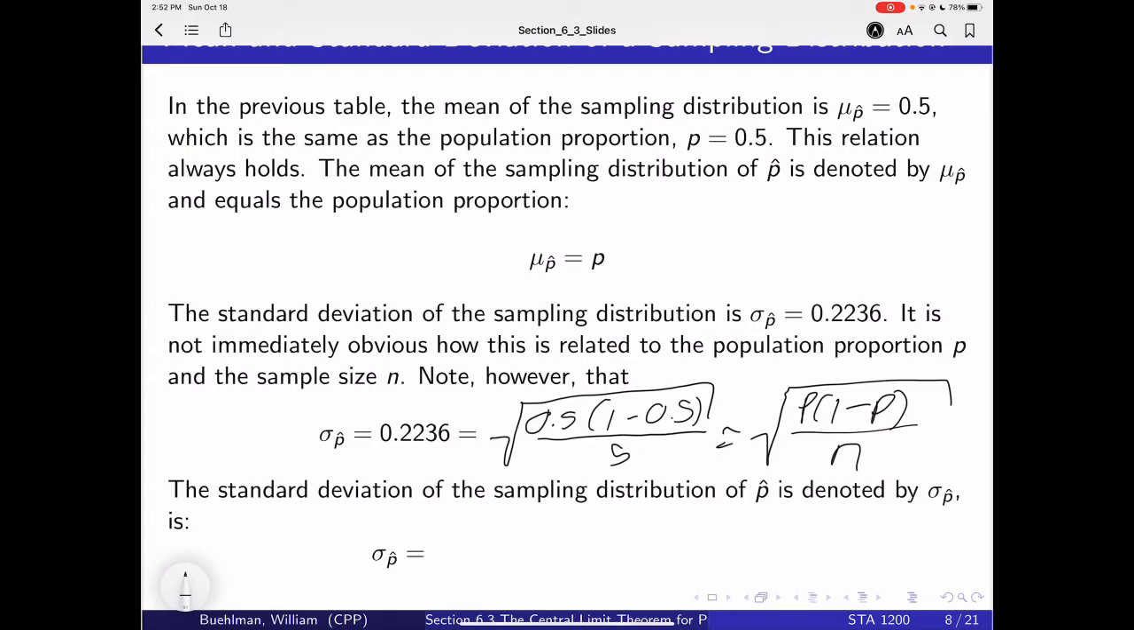The standard deviation of the sampling distribution of p hat is denoted by sigma of p hat, which equals the square root of P times 1 minus P over n.